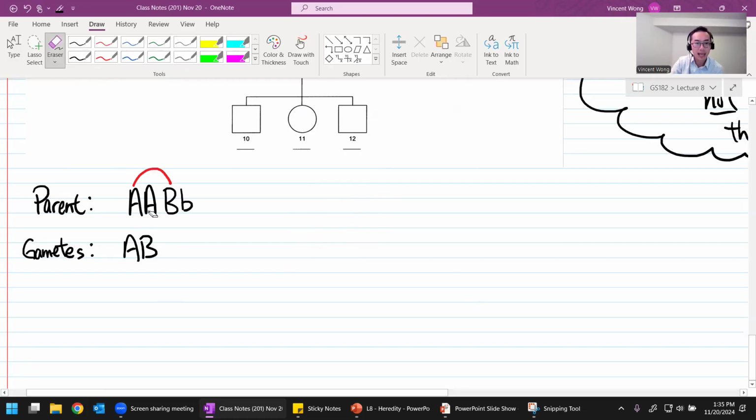So one of the A's and one of the B's. And you're trying to figure out what possible combinations exist. So that's big A, big B. And then the other possibility is big A and small b. You can repeat with the other A, but you would just end up having big A, big B again. We don't have to write it twice. And then you would get big A, small b. Understand?